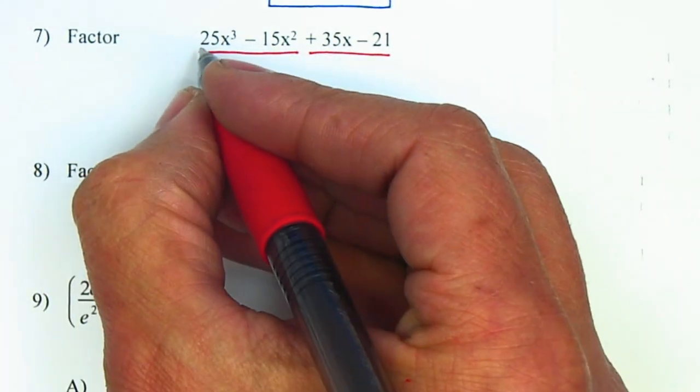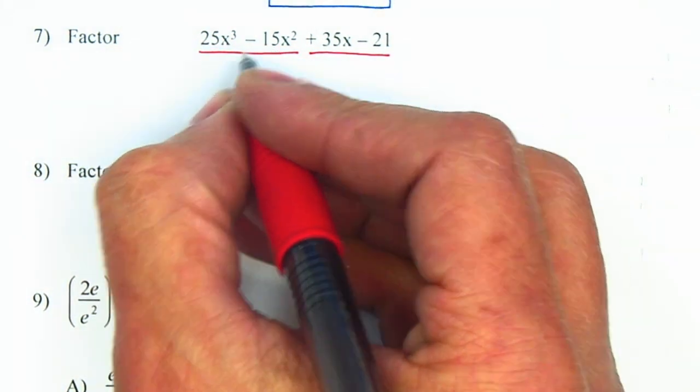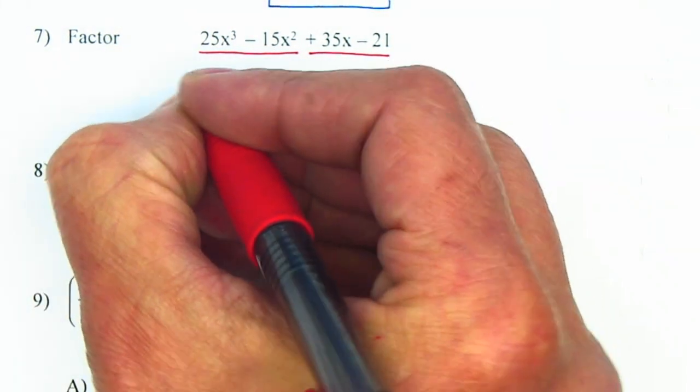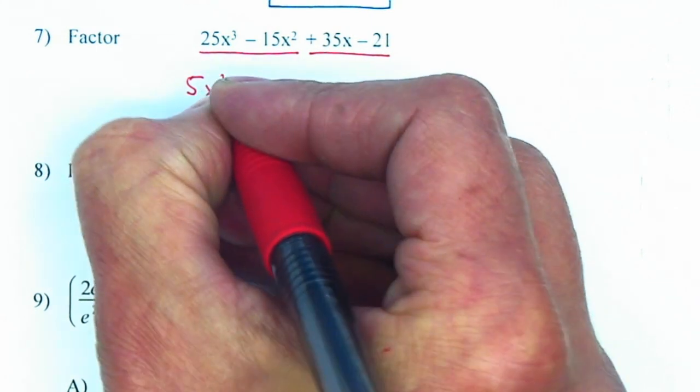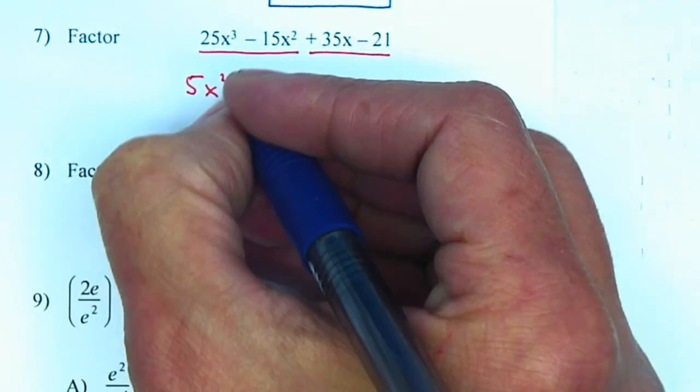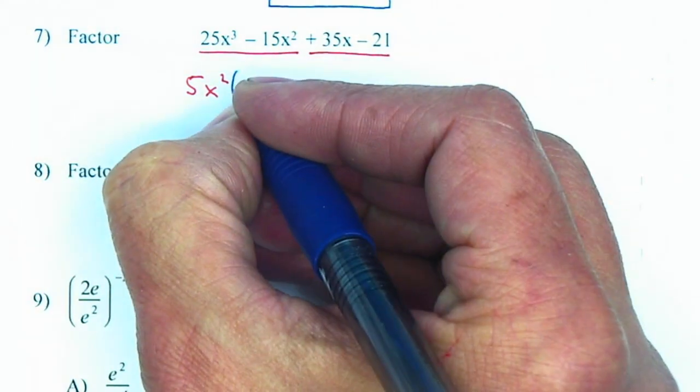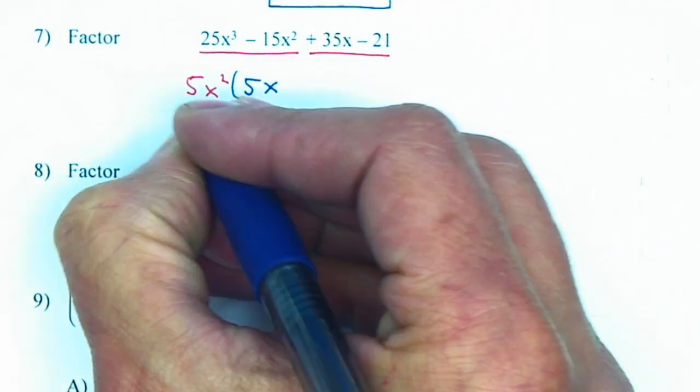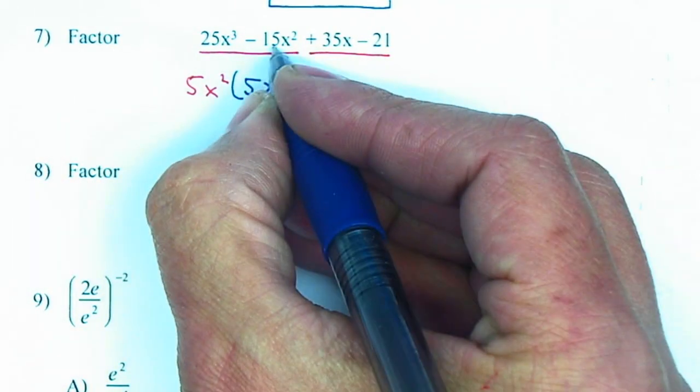One number divides 25 and 15, that'll be 5. I can also take out an x squared. So what do I need to multiply 5x squared by to get 25x to the third? 5x. 5x squared times what is negative 15x squared?